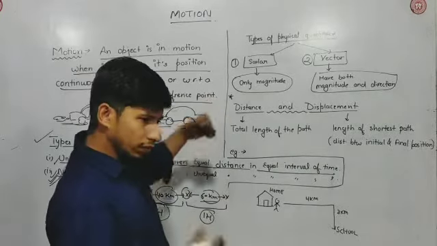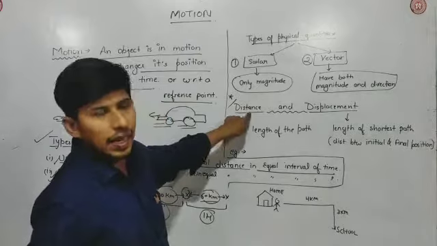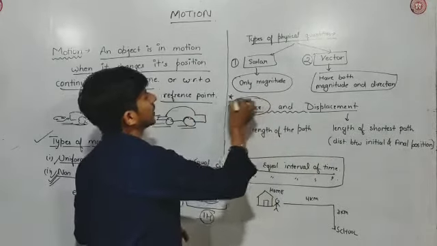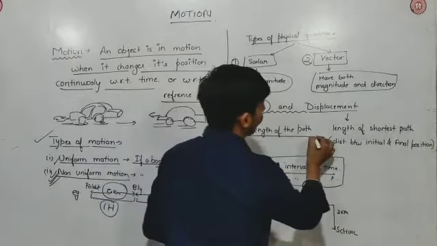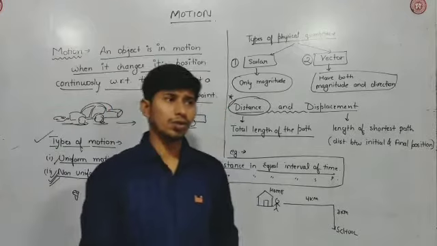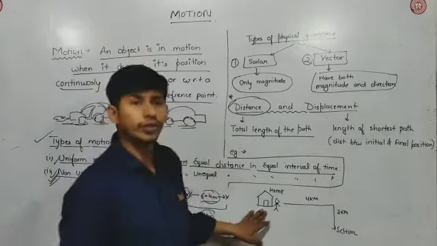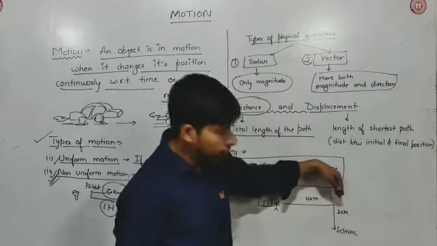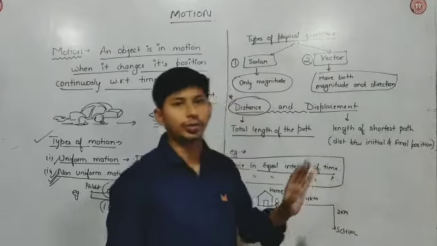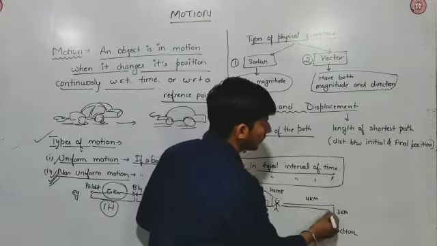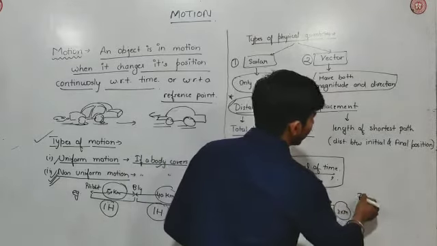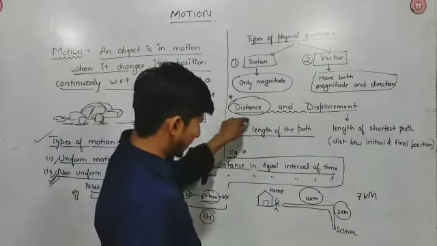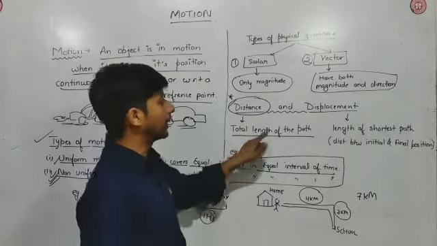Now we will discuss the difference between distance and displacement. What is distance actually? Distance is the total length of the path traveled. Suppose you started from your home and went to your school. You moved towards the east 4 kilometers, then you turned towards the south and traveled 3 kilometers. What is the total length of the path you traveled? 4 plus 3, 7 kilometers. You traveled a distance of 7 kilometers. This is your distance, the total length of the path.